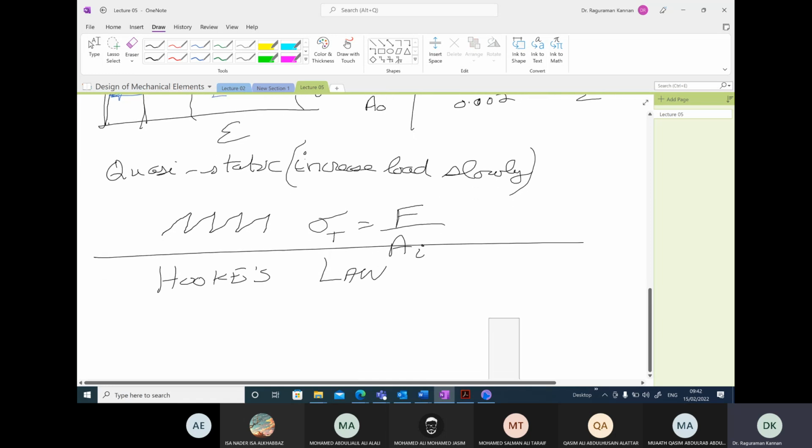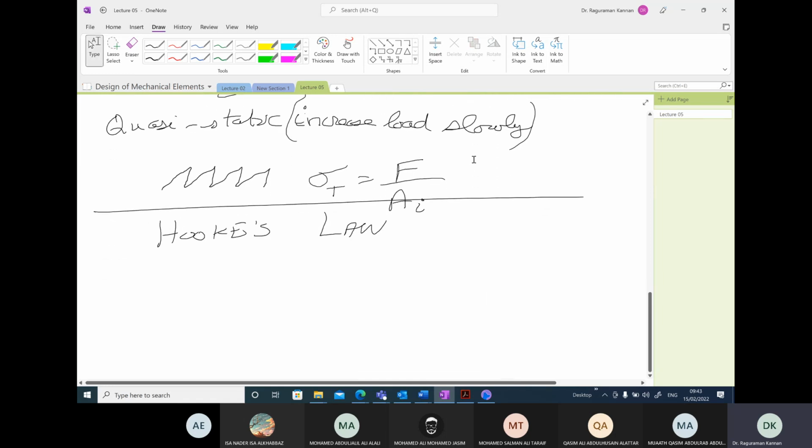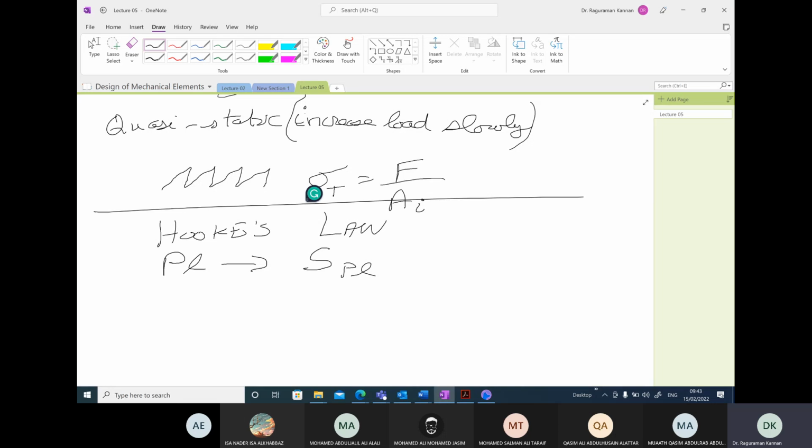Hooke's law is valid only up till the proportional limit. That means, let's assume, corresponding to the proportional limit, we have the property: stress at proportional limit. Okay, and then we write Hooke's law: sigma is equal to E times epsilon.